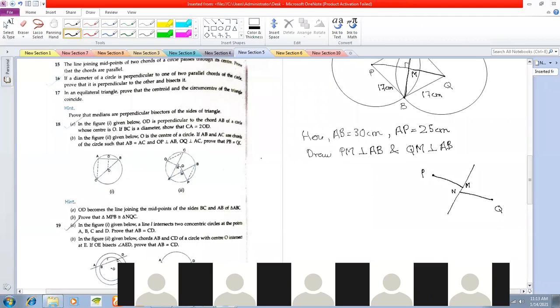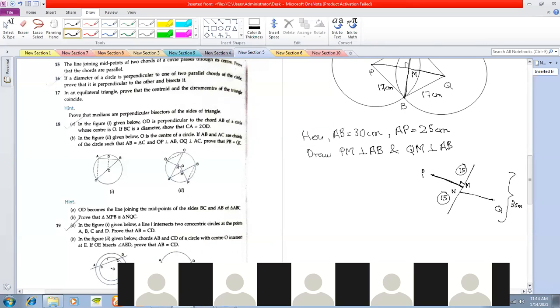Okay, fine. It should be a straight line because if you draw a perpendicular PM from here, this length is 30 centimeters. This is given to you. Then this should be 15 and this should be 15, because you know that any line through the center of the circle which is perpendicular to a chord must bisect the chord. So therefore this must be 15 and this must be 15.